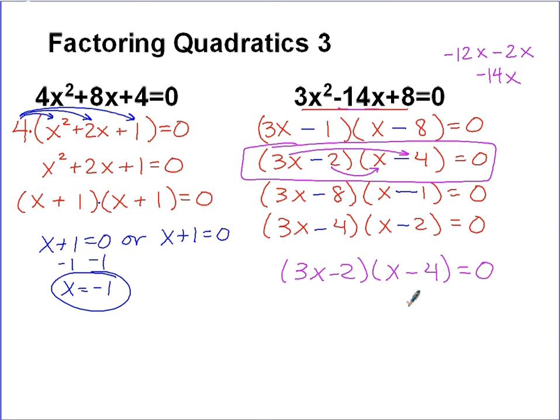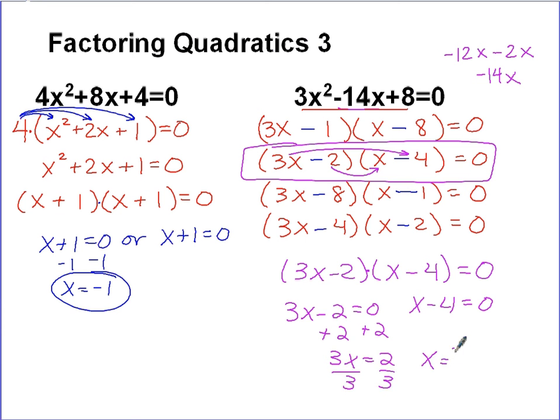Then you do this the same way you do the other ones. We found this as two things multiplied equaling 0. The only way two things can multiply to equal 0 is if one or the other of them equals 0 itself. So I'll write that down. And if I do the algebra behind this, I'm going to add 2 to both sides. 3x equals 2. Divide by 3, and I get x equals 2/3. And for x minus 4, x would have to equal 4. So those are my solutions.